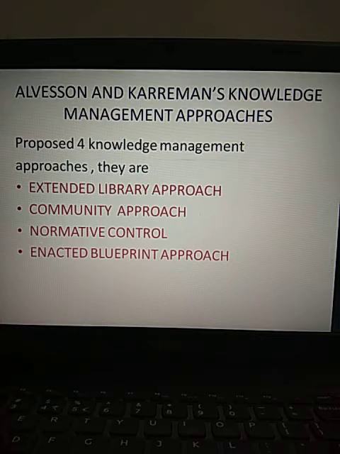The next one is the community approach. Due to the tacit nature of knowledge under the community approach, the workers are encouraged to share knowledge face to face. Under the normative control approach, just like the community approach, people are rewarded for the right kind of sharing of knowledge.